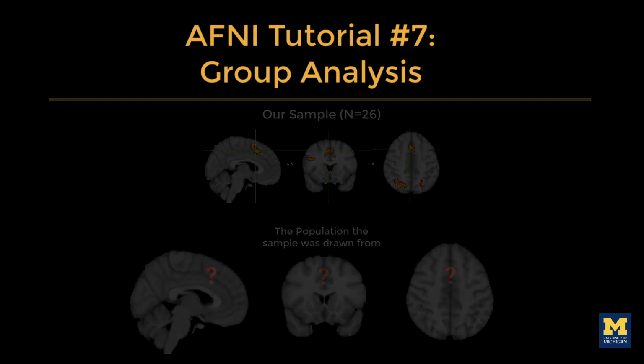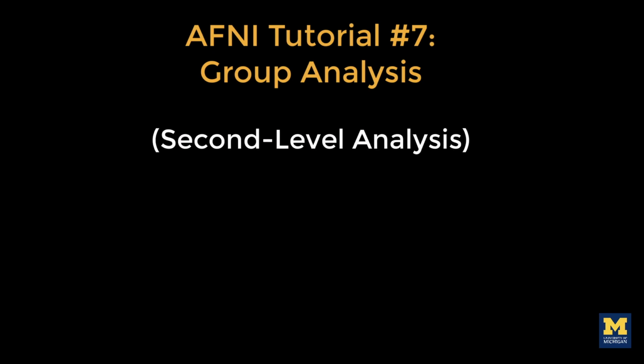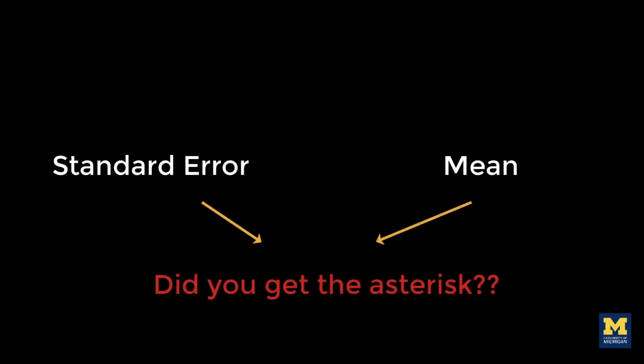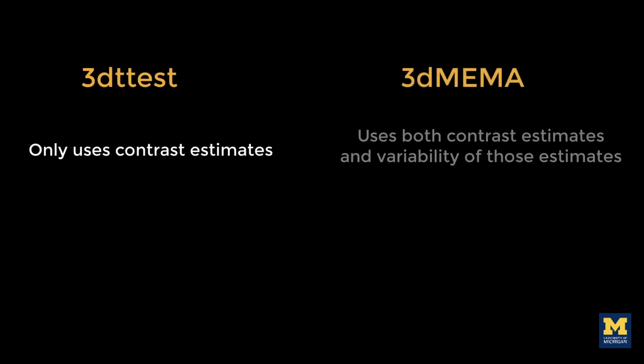To test this, we will run a group-level analysis, also known as a second-level analysis. In AFNI, this means that we calculate the standard error and the mean for a contrast estimate, and then test whether the average estimate is statistically significant. We will do this group-level analysis in two ways, using 3dttest, which uses only the contrast estimates, and 3dMEMA, which accounts for both the difference between the parameter estimates and the variability of that contrast.